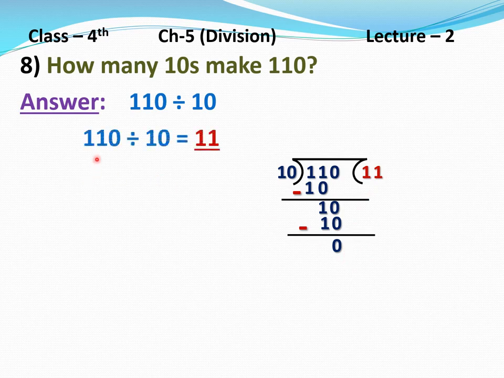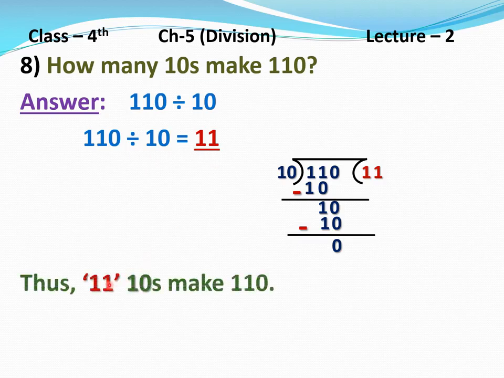Write down 110 divided by 10 equals 11. 11 is the answer. Write down, thus 11 tens make 110.